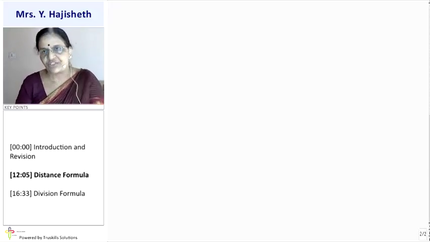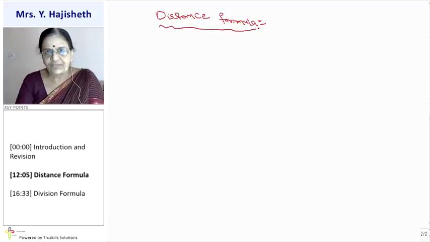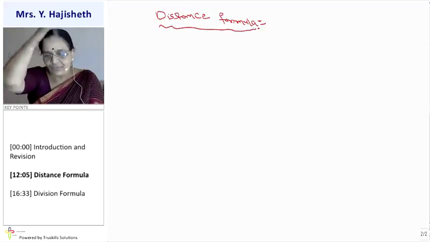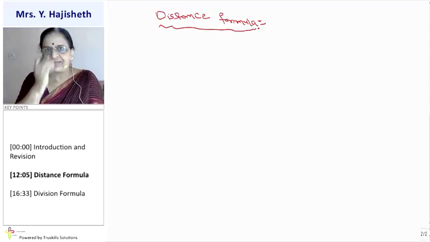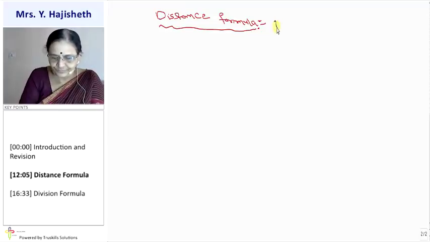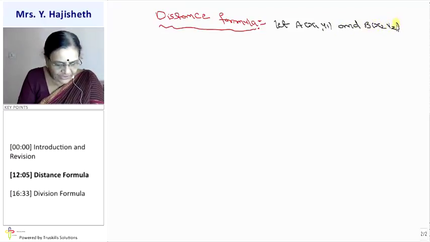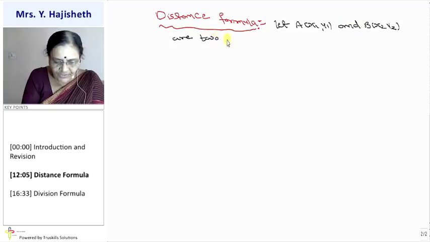Now what is the distance formula? Recall the distance formula. You have learned it. Think over it. See, for the distance formula we require two points. Let A (x1, y1) and B (x2, y2) be two distinct points in a plane.